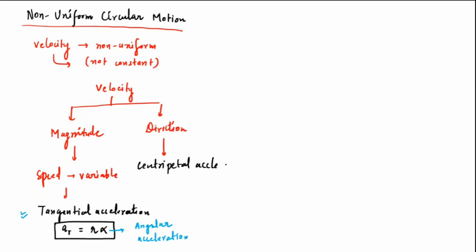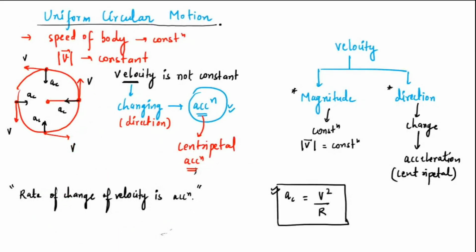So now there is one question for you. Which acceleration must be there for a body possessing circular motion? We have two types of circular motions. It can be uniform, it can be non-uniform. Which type of acceleration must be possessed by a body if it is undergoing circular motion? That is the question. Think and tell.